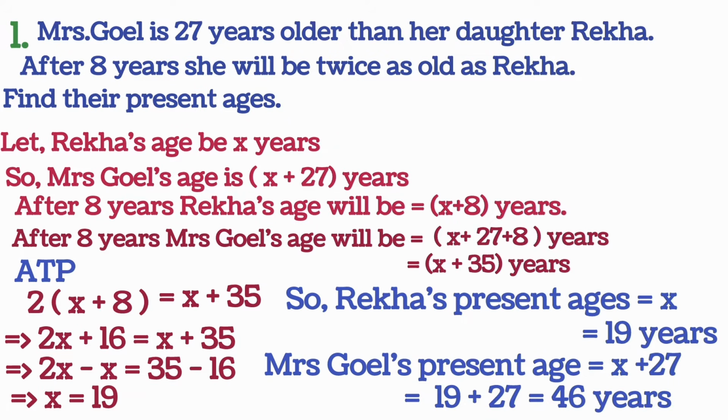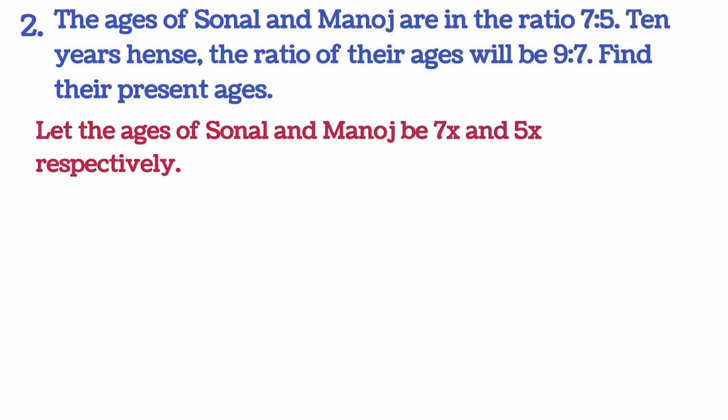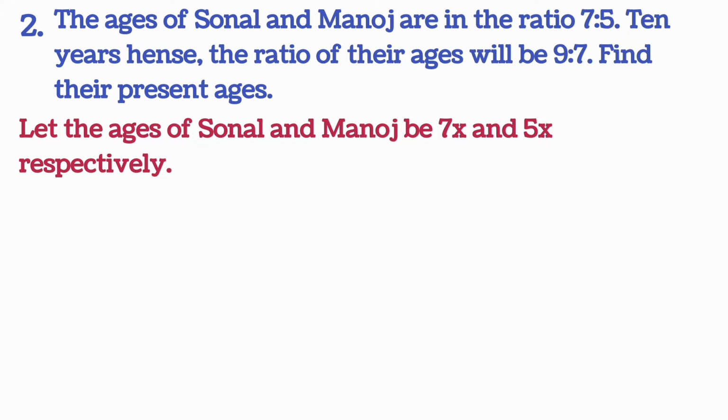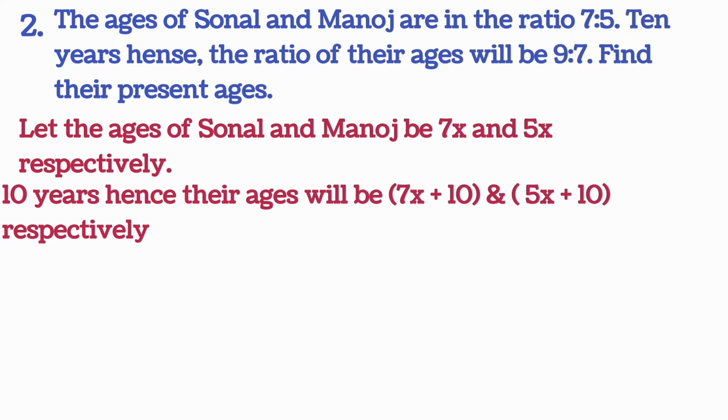Easy, na? Yes, it is very easy. I know you all understood, right? Now next, question number 2. The ages of Shunal and Manoj are in the ratio 7:5. Ten years hence, the ratio of their ages will be 9:7. Find their present ages. Their ages are given in ratio, so we will write, let the ages of Shunal and Manoj be 7x and 5x respectively.